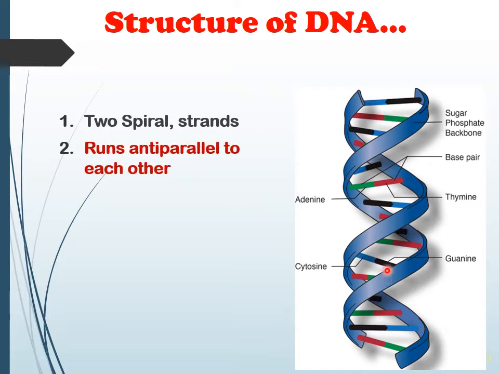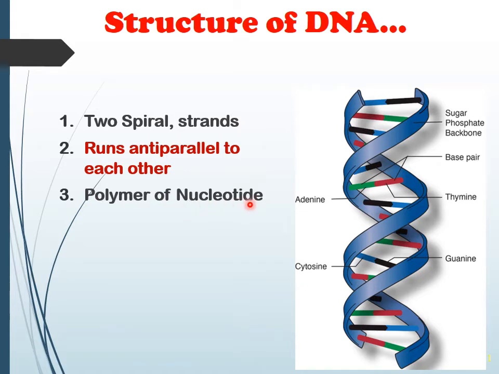Second point, although you can see there are two strands, two different blue color ribbon-like structures, they run anti-parallel to each other. I will explain the meaning of the word anti-parallel in the next slide. But remember, both the strands, which are spiral, are anti-parallel to each other. And this entire structure of DNA is a long chain of nucleotides, or simply you can call it a polymer of nucleotide.